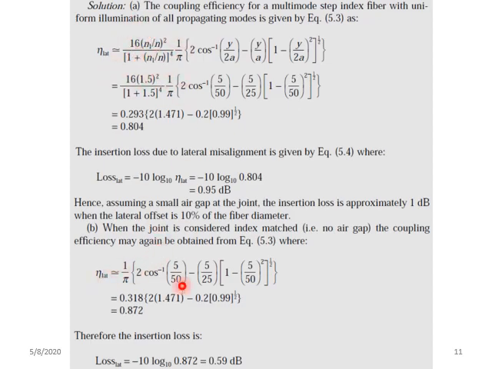So into 1 by pi, so 2 cos inverse of y by 2a, and the rest of them is same. Where y is equal to 5 micro and a is equal to 25 micro, so micro cancels. After simplifying, this neta lateral is 0.82872. The insertion loss with respect to that I'll get 0.59 dB.